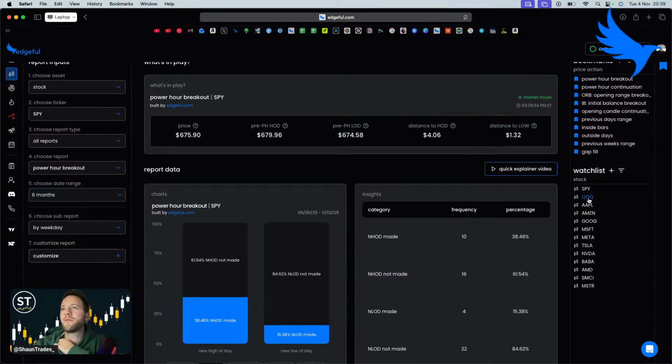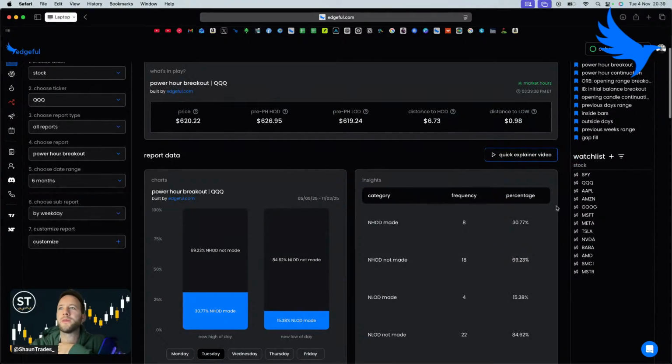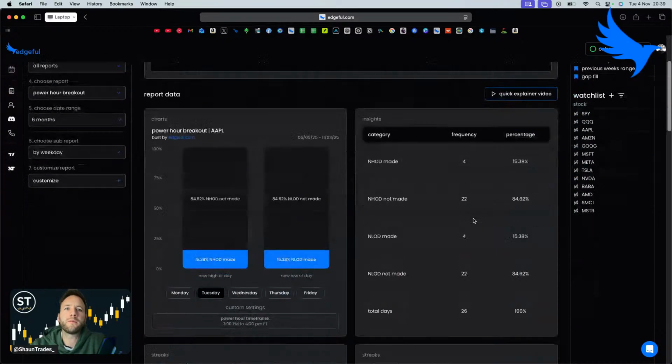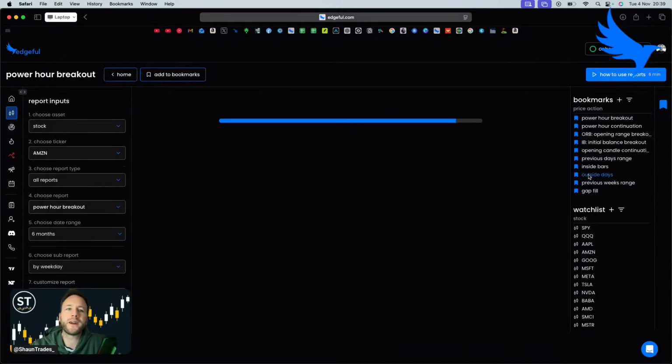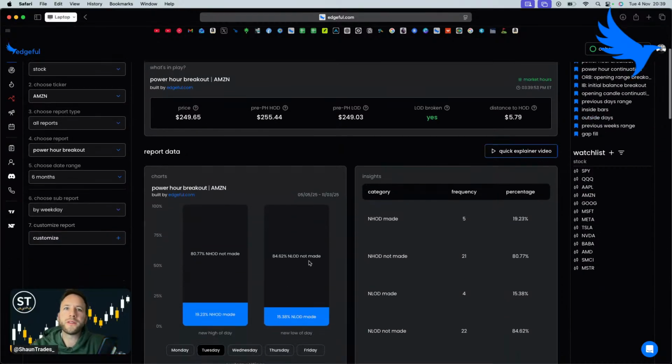Let's just go through some of the names, shall we? So we've got QQQ, probably similar sort of thing. Yeah, 15%. Apple, 15%. All of these stocks will be around 15, 20%. One that I do want to point out is one that's actually failed today already, which is Amazon. Amazon says there's a 15% chance of a new low of day made, but of course it doesn't always work out. This 15% is data that's going against you, against your thesis at least.